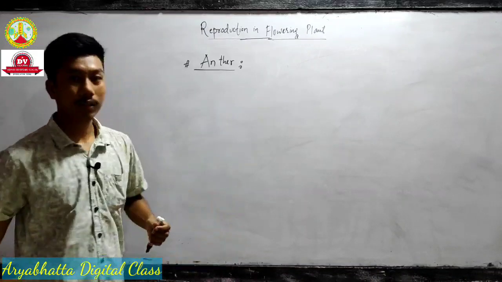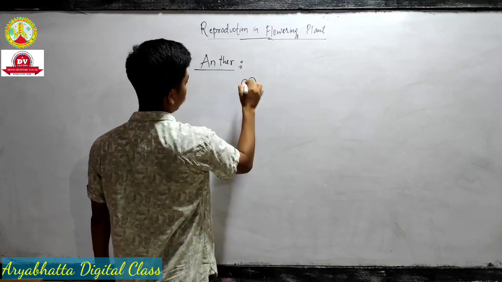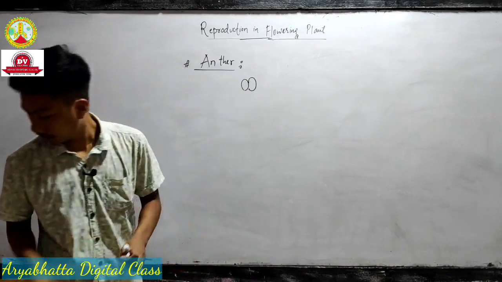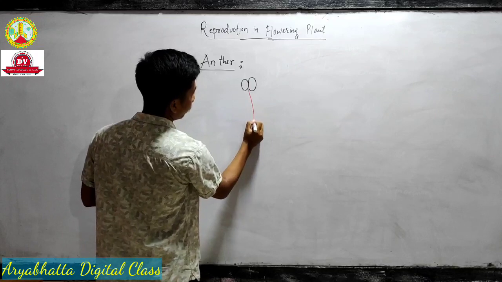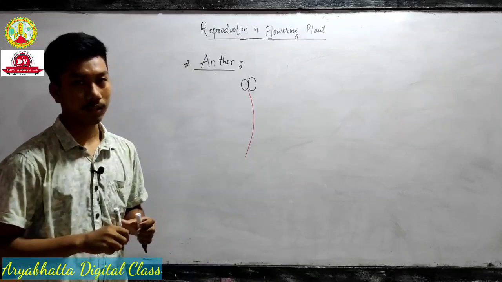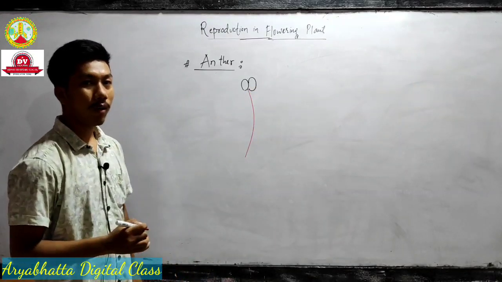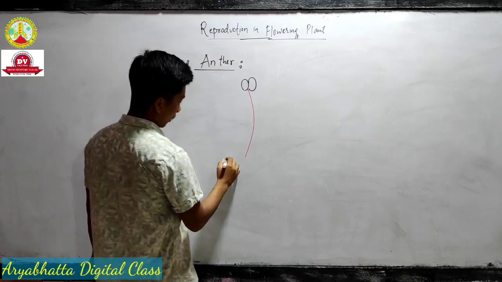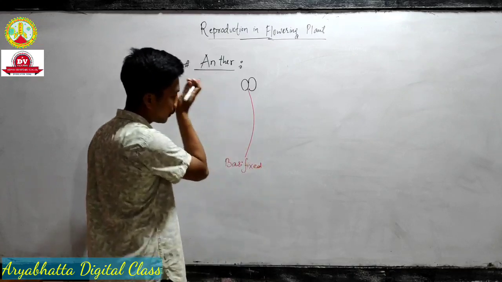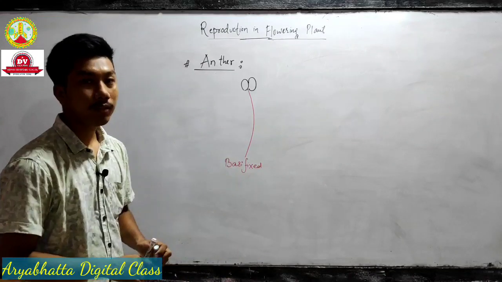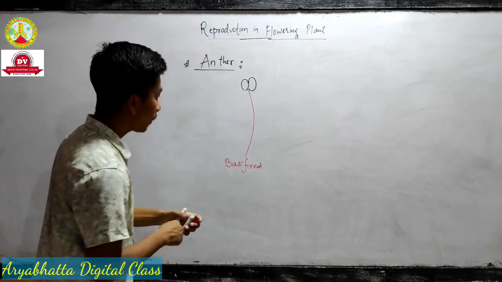I will show you with a diagram. So the first type of anther: if the filament is attached at the basal region of the anther, we call that anther a basifix anther. If the filament is connected at the basal region of the anther, we call it a basifix anther.